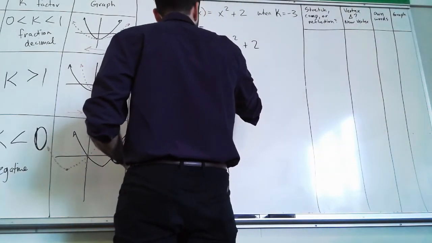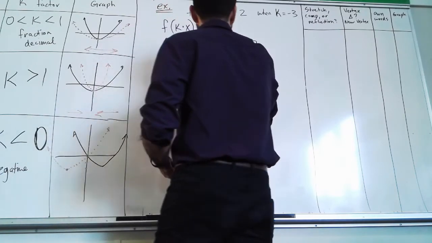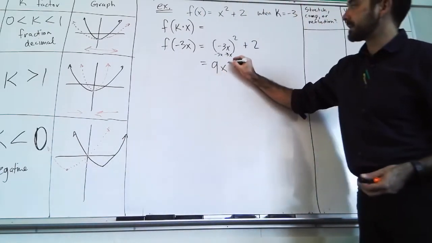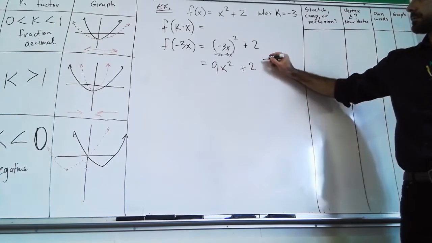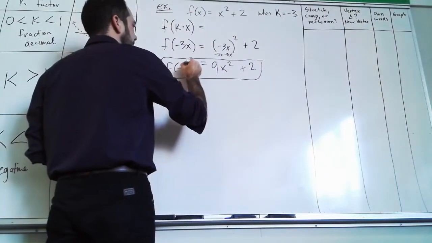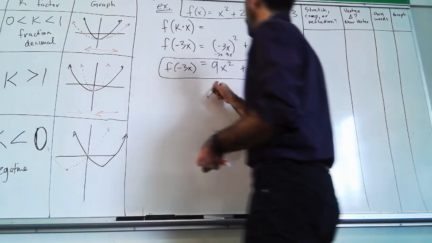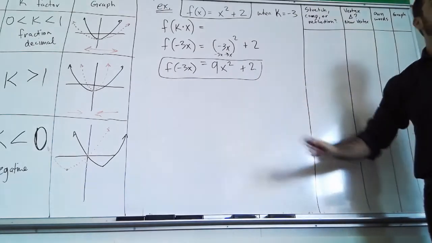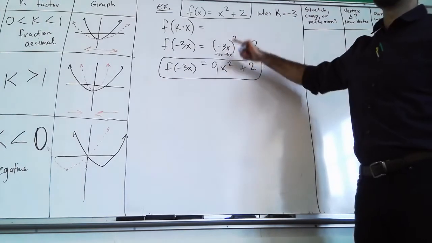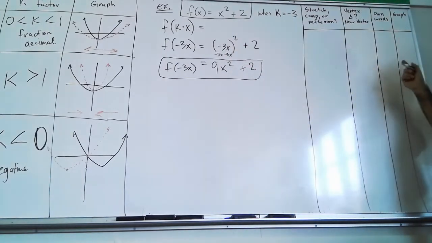Yeah, because this is -3x times -3x. -3 times -3 is 9. x times x is x squared, plus 2. Now I have my new function here. This is my -3x. So we had our original, and we have our new one. We use Desmos or a graphing calculator to compare those two. But first off, let's start to answer some of these questions. They're going to be very similar every time.